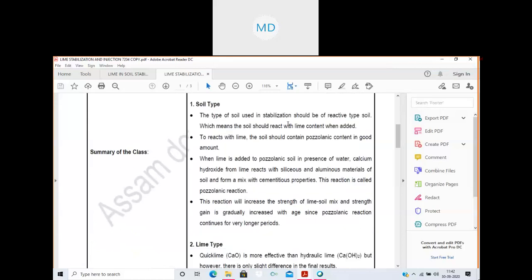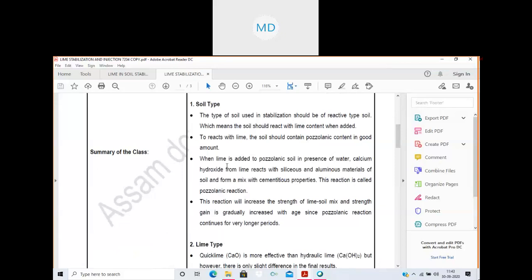So soil type, first of all, I have told you that the soil should be of reactive type. The type of soil used in stabilization should be reactive, which means the soil should react with the lime content when added. That is, it should have proper pozzolanic content, and the proper cations and anions will react with the lime. To react with lime, the soil should contain pozzolanic content in good amount. So this is what pozzolanic content is, that is the presence of aluminium and silica.